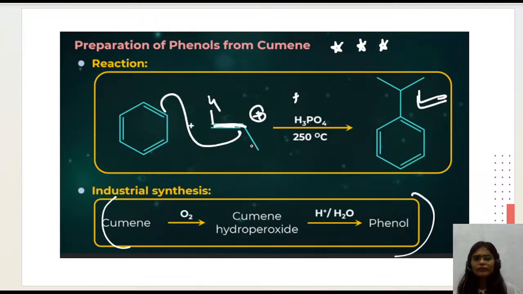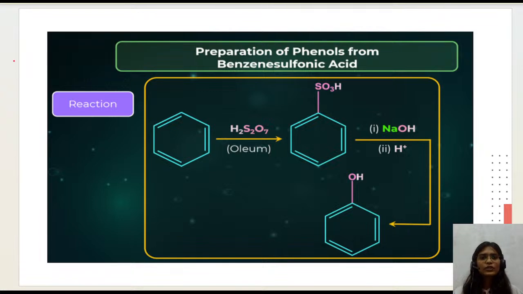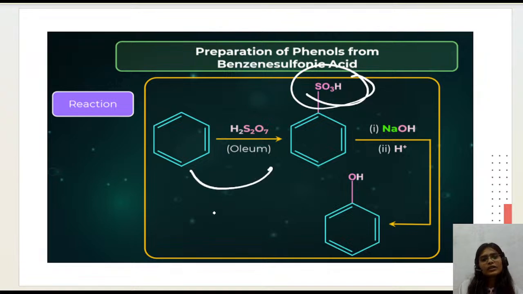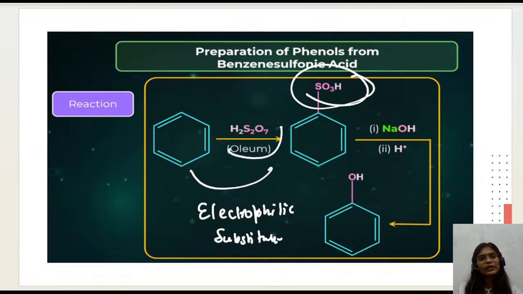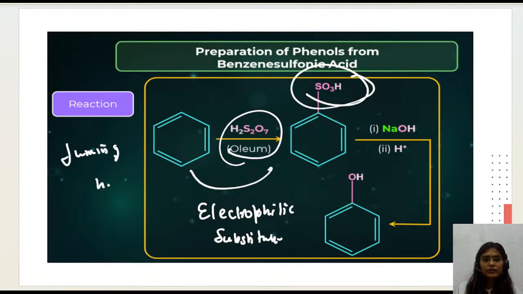Okay. Yes, done. Now let's see the next preparation, the third preparation, the preparation with the help of benzene sulfonic acid. I hope you know the meaning of benzene sulfonic acid. This is SO3H. How to form this again? It's an electrophilic substitution reaction of the 11th class. And here we are using oleum, or sometimes it can be fuming H2SO4, or sometimes it can be H2SO4.